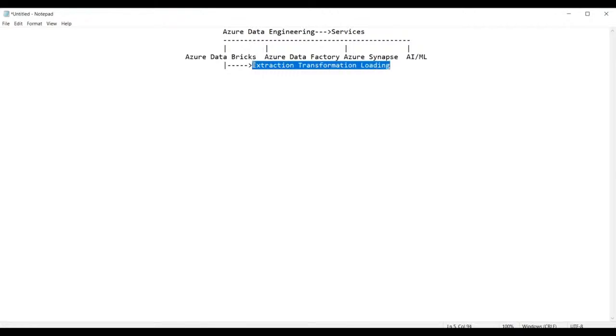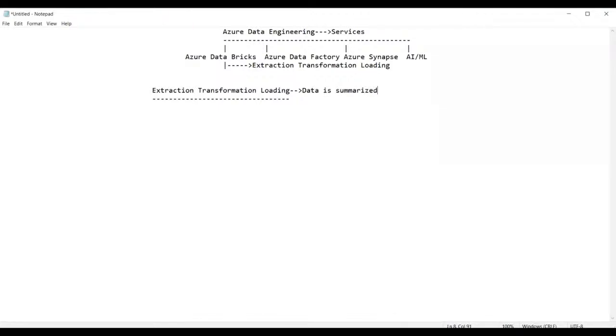Let us try to understand this extraction, transformation, and loading first. It is a process where data is summarized. This summarized data is used for decision making.